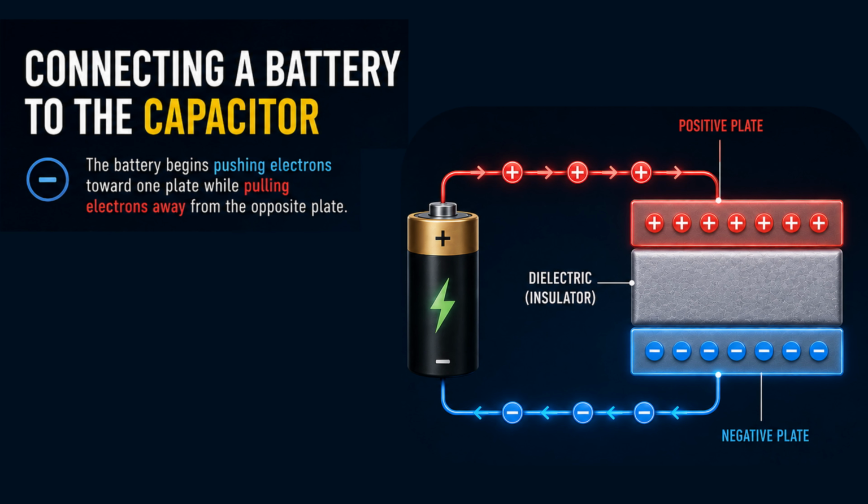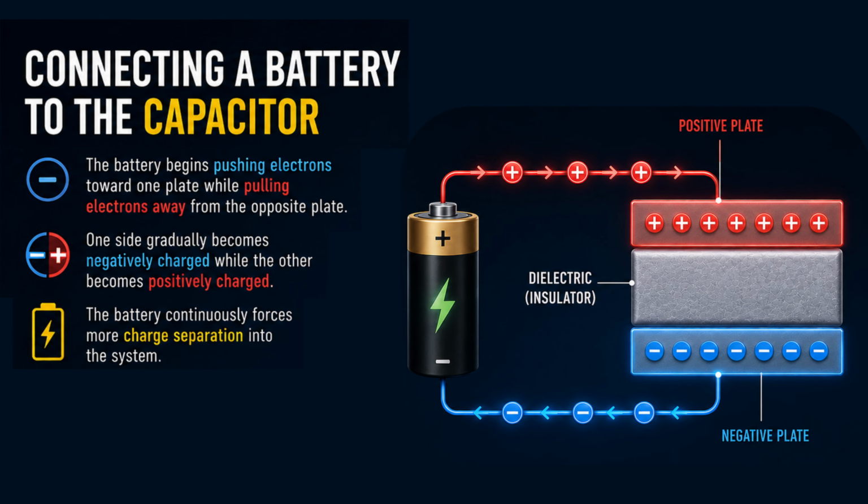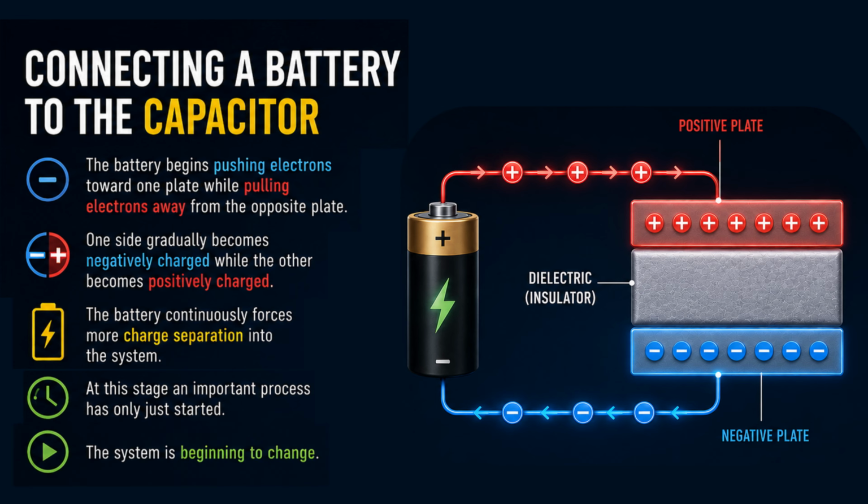Now imagine connecting a battery to the capacitor. The battery begins pushing electrons toward one plate while pulling electrons away from the opposite plate. One side gradually becomes negatively charged while the other becomes positively charged. The battery continuously forces more charge separation into the system. At this stage, an important process has only just started. The system is beginning to change.